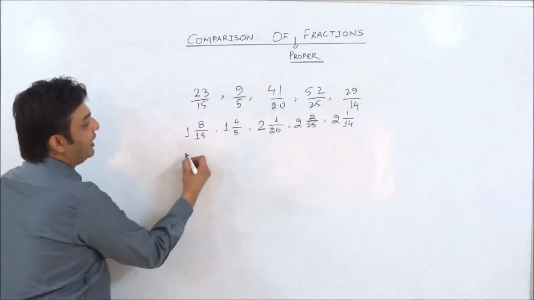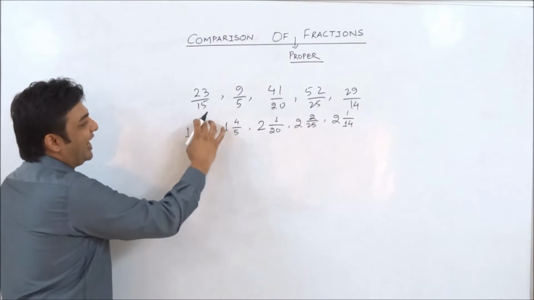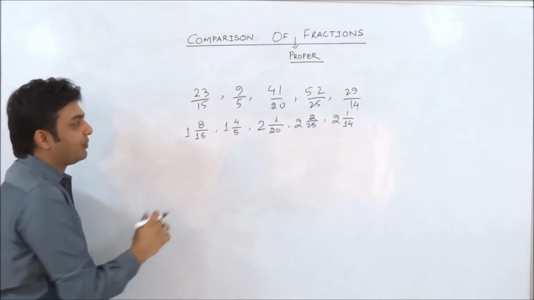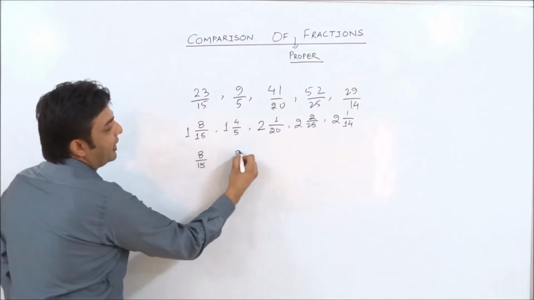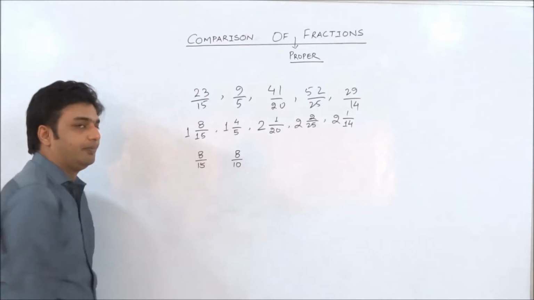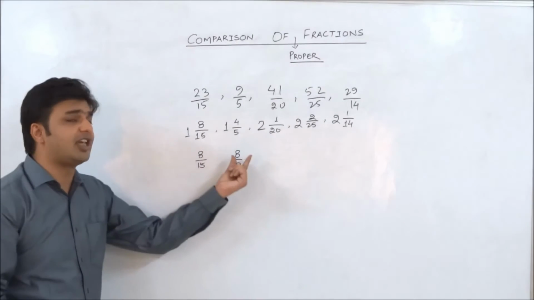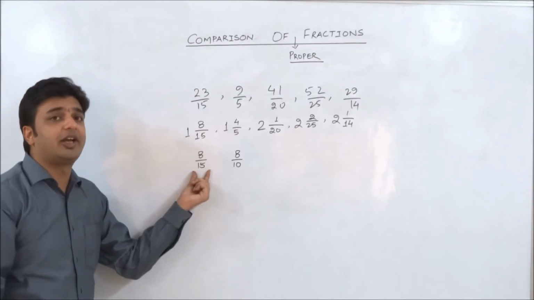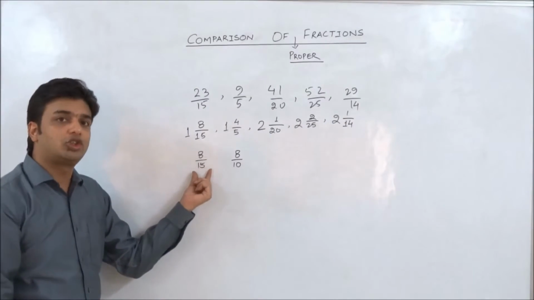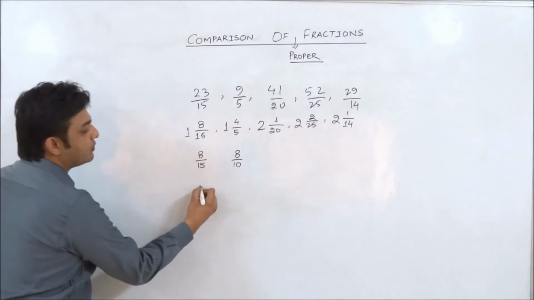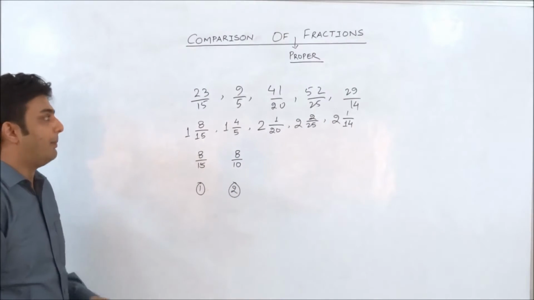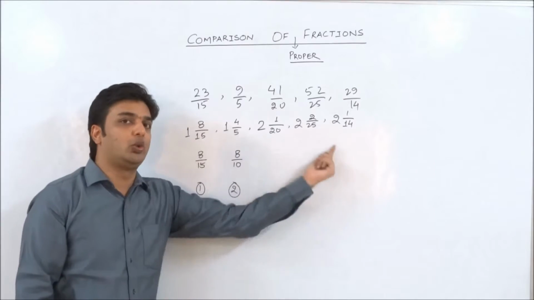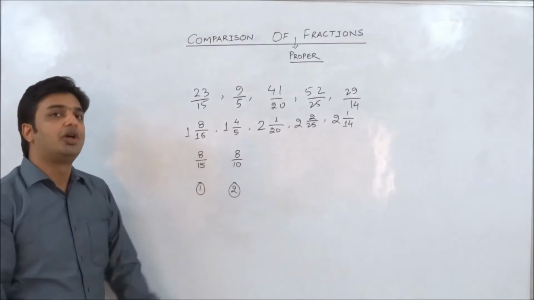Now we need to compare only 8 by 15 and 4 by 5. So 4 by 5 can also be written as 8 by 10. Now the numerator is same. If the denominator is greater, the number becomes smaller. So this number is the smallest and this is just greater than this number, because these three numbers are greater than 2 and they are going to be greater than these two numbers.